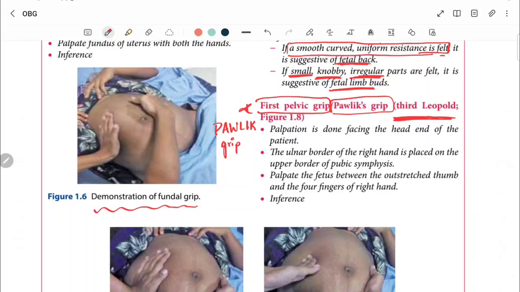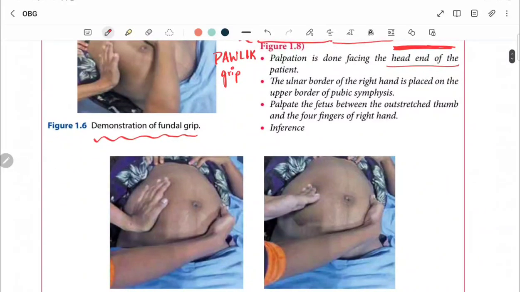So Pawlik's grip, first palpation is done facing the head end of the patient. Now the ulnar border of your right hand is placed over the upper border of the pubic symphysis. Now, you need to palpate the fetus between the outstretched thumb and the four fingers of the right hand.